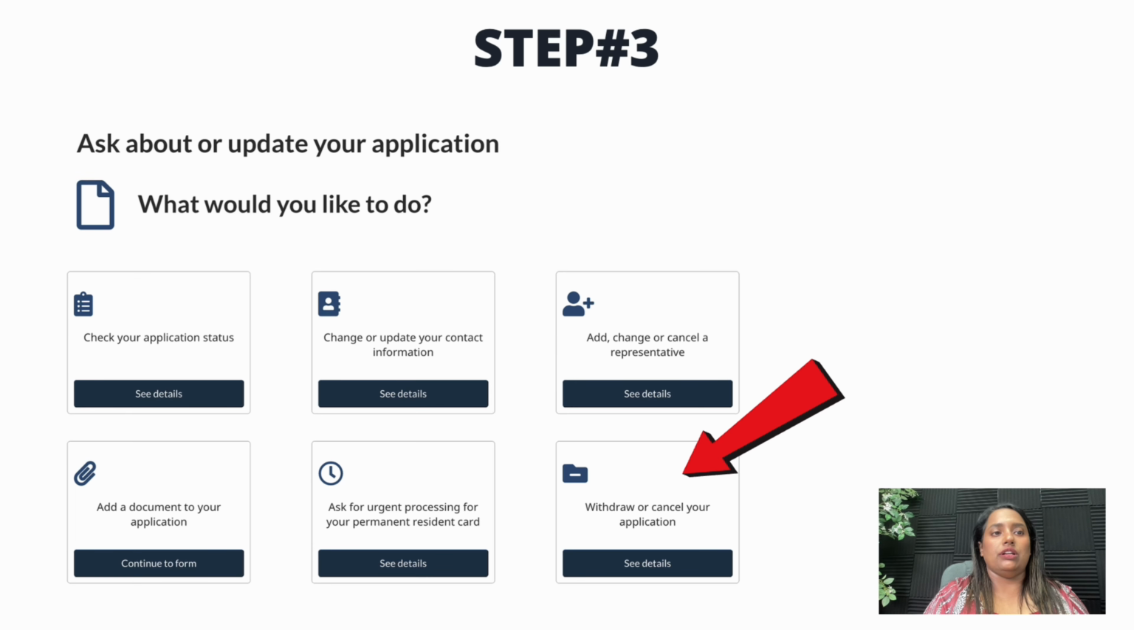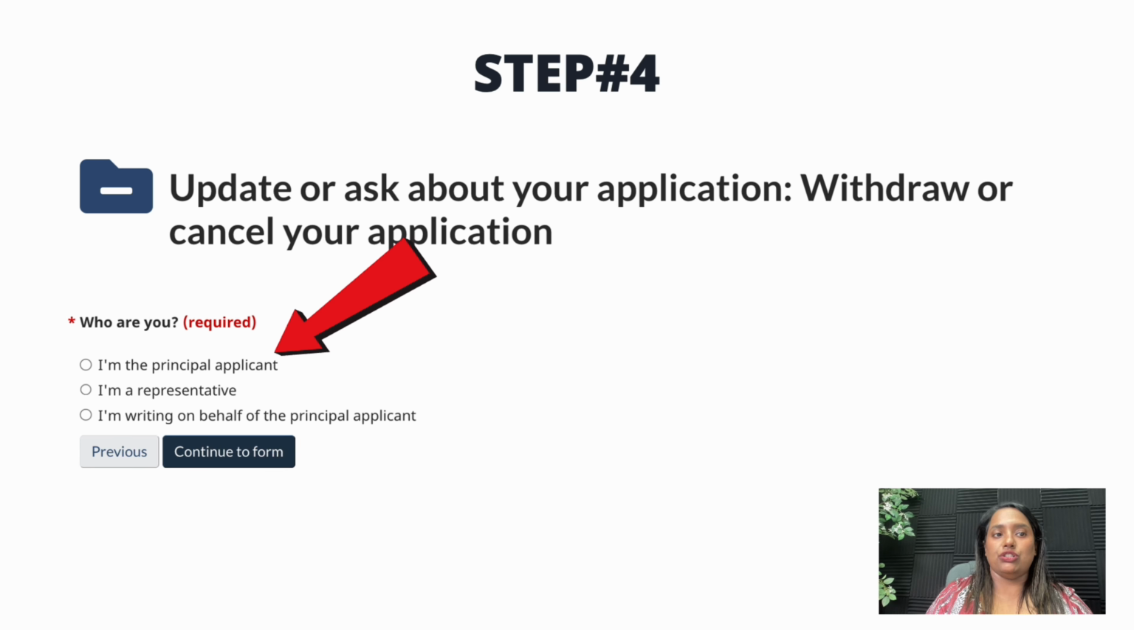Then you would reach the next page. When you click on update your application, there are so many options in there, and you would select withdraw or cancel your application. Then you would be reaching another page. It asks you who you are basically. Are you the principal applicant, the representative, or the person writing on behalf of the principal applicant? So whatever is your situation, please do click on it.